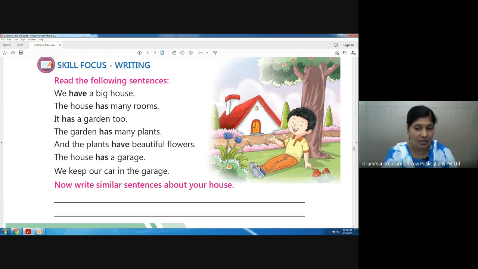Now, can you see this picture? You can see the picture of a boy with his house. He's sitting in the garden, enjoying himself in the garden. So, we have a big house. The house has many rooms. It has a garden too. The garden has many plants and the plants have beautiful flowers. Can you see the flowers in the picture? Yes. Now, a house has a garage. We keep our car in the garage. So, garage is the place where you keep your vehicles.